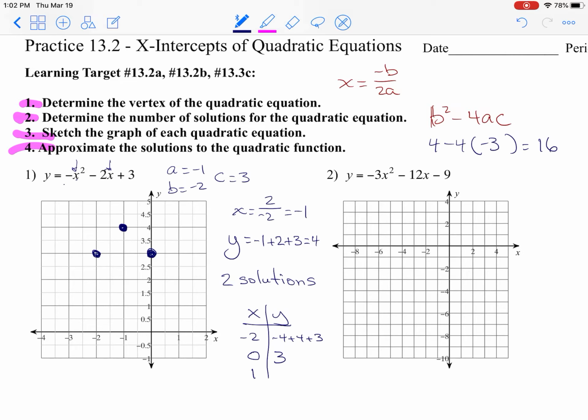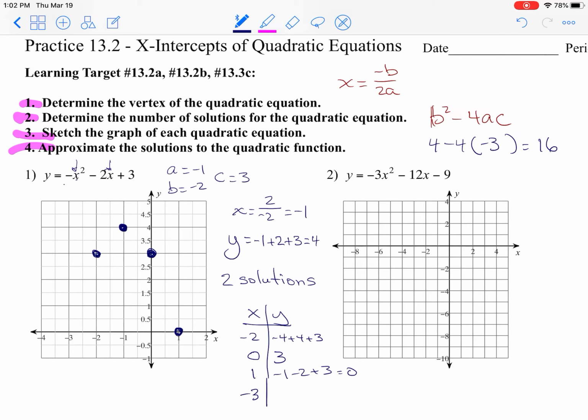At 1, we're going to have -1, -2, and +3, so that's going to be 0. So 1, 0 is going to be here. So there's one of my x-intercepts. And let's see, I'll bet the other one's going to be at -3.